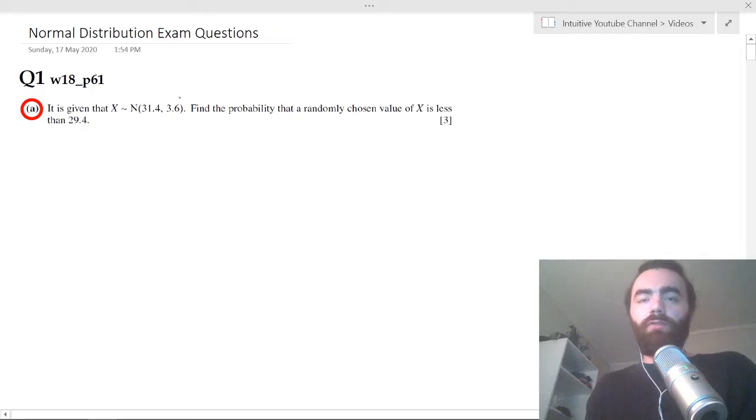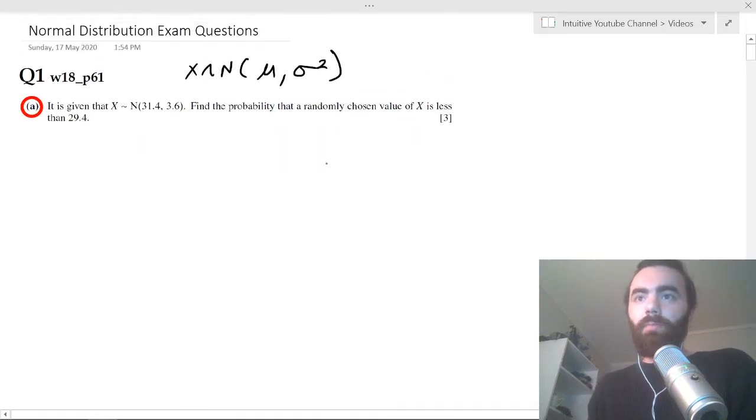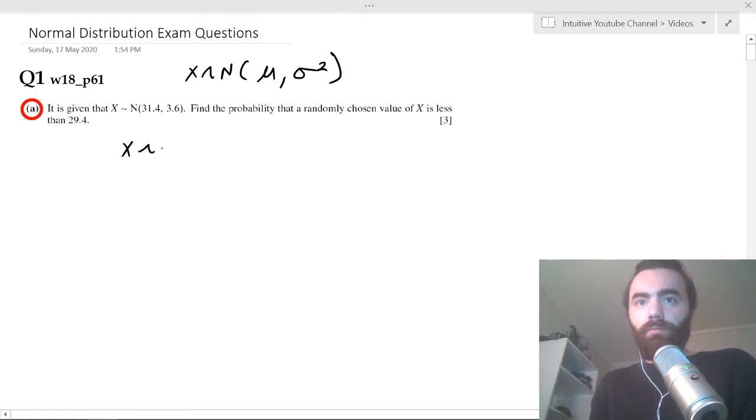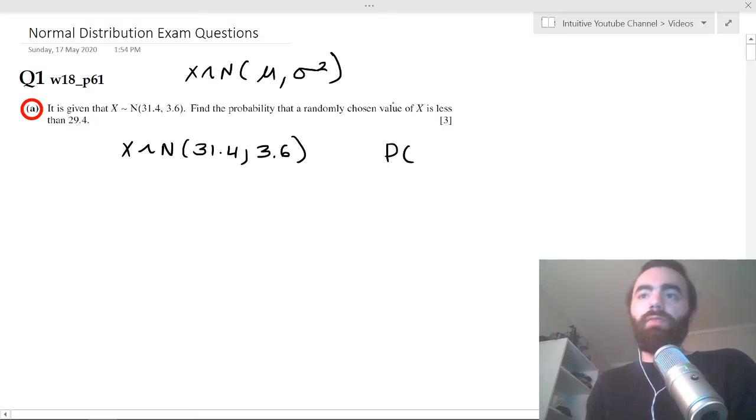So we are given in the first one, we're given this. Remember, these are always of the form: this is our mean here, and this is our variance. So that's our standard deviation squared. So given this, let's write that out. With a mean of 31.4 and a variance of 3.6. Find the probability that a randomly chosen value of x is less than, so we want the probability that x is less than 29.4.